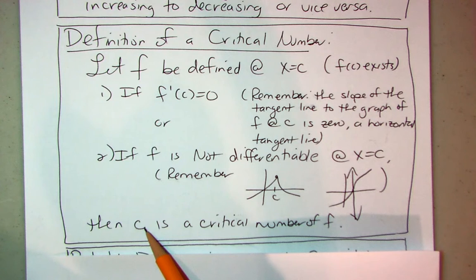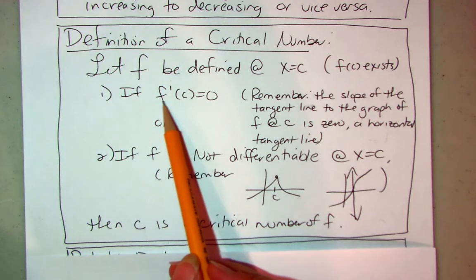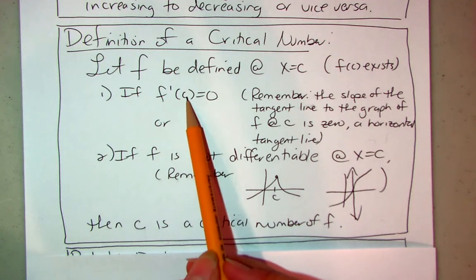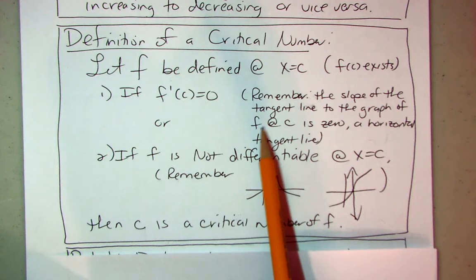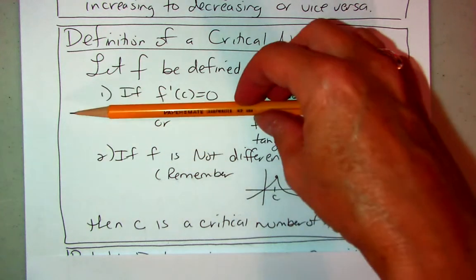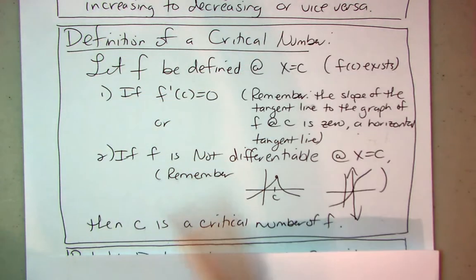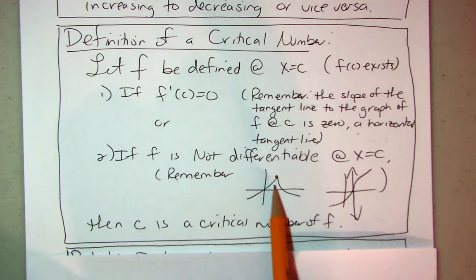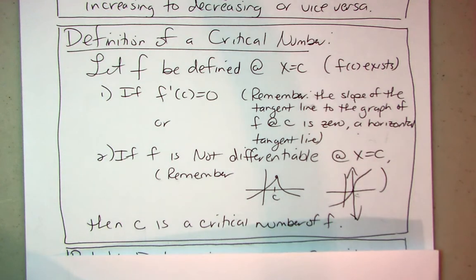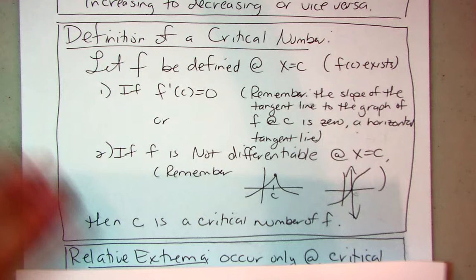These critical numbers c's on f. How can I get them? If f prime of c equals 0, so at that c, the slope of the tangent line to the graph of f is equal to 0. In other words, it's a horizontal tangent line. Or if at c, f is not differentiable there, which would be here or here. Those would be called critical numbers.